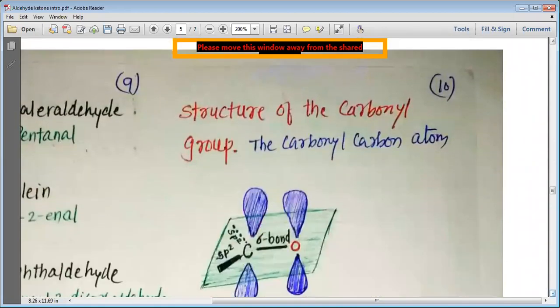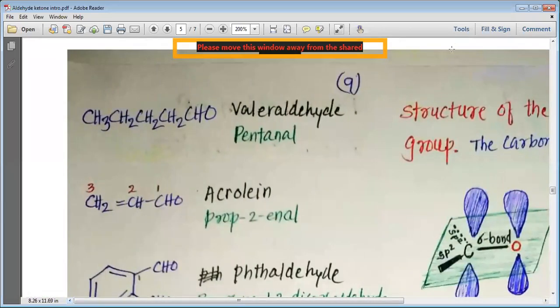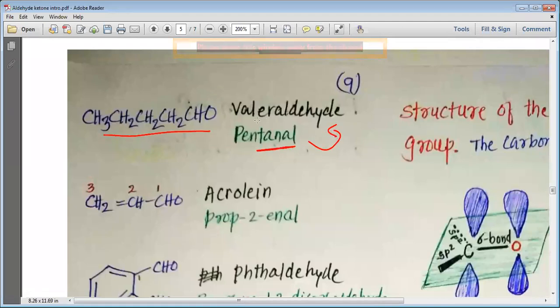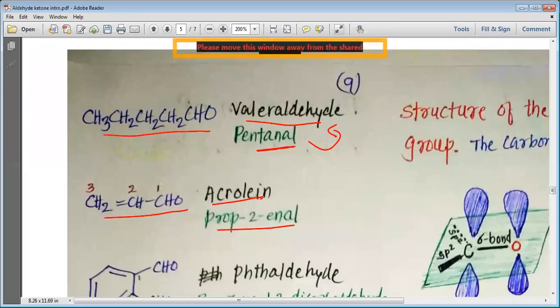Let us study a few more naming so that we can understand it well. As it has got 5 carbon, it is known as the pentanol. But please remember that pentanol is also known as the valeraldehyde. This is what it is, acrolein, the common name, but the IUPAC name is prop2-enol. You can see this is aldehyde group on second carbon double bond.